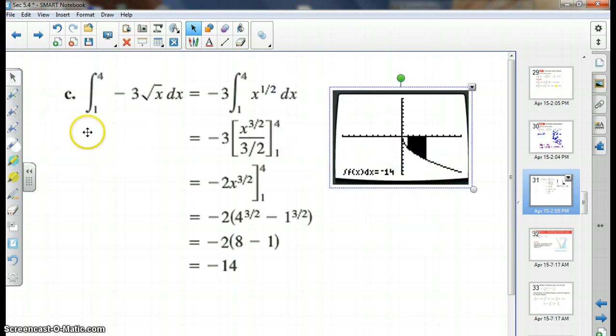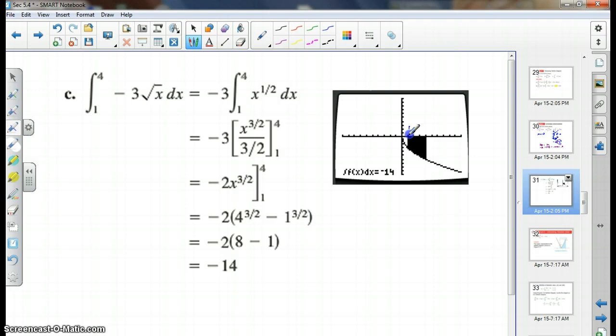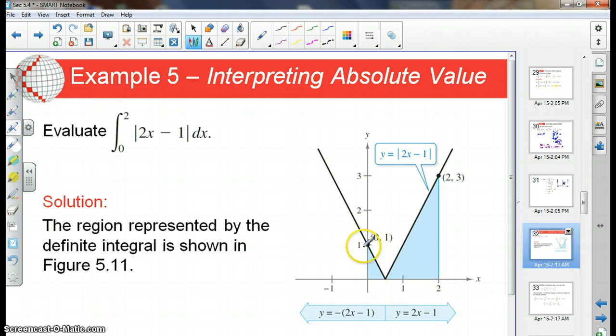So you can see here's shaded. The area is certainly negative because it's below the x-axis and between the x values of 1 and 4. Kind of nice that your calculator does that. Moving on, example number 5.